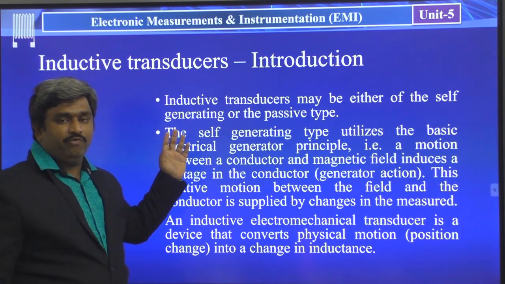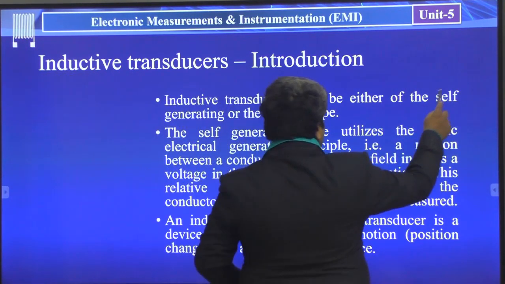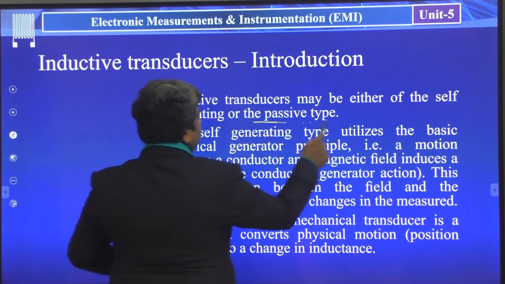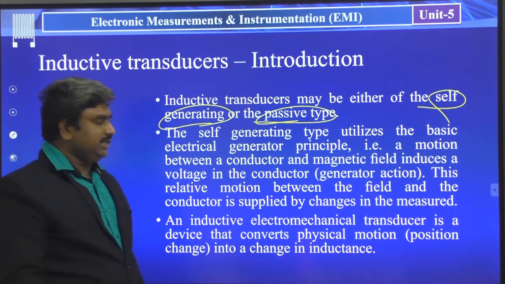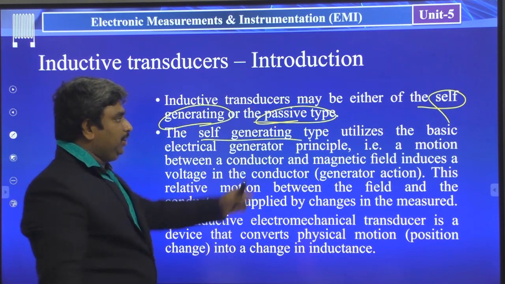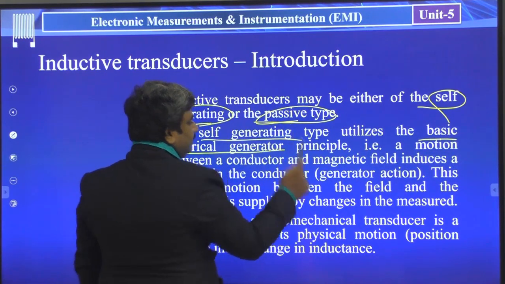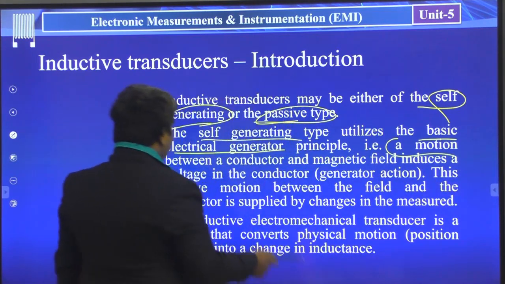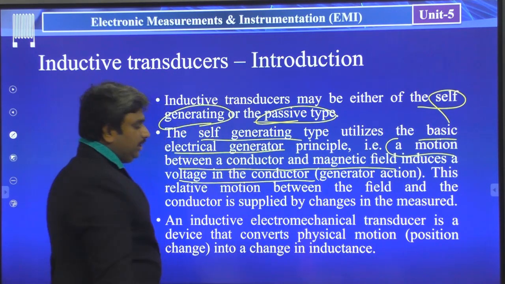First of all, the inductive transducers may be either self-generating or passive type. There are two types of inductive transducers available. The first one, the self-generating type, utilizes the basic electrical generator principle. That principle is that a motion between a conductor and a magnetic field induces a voltage in the conductor.